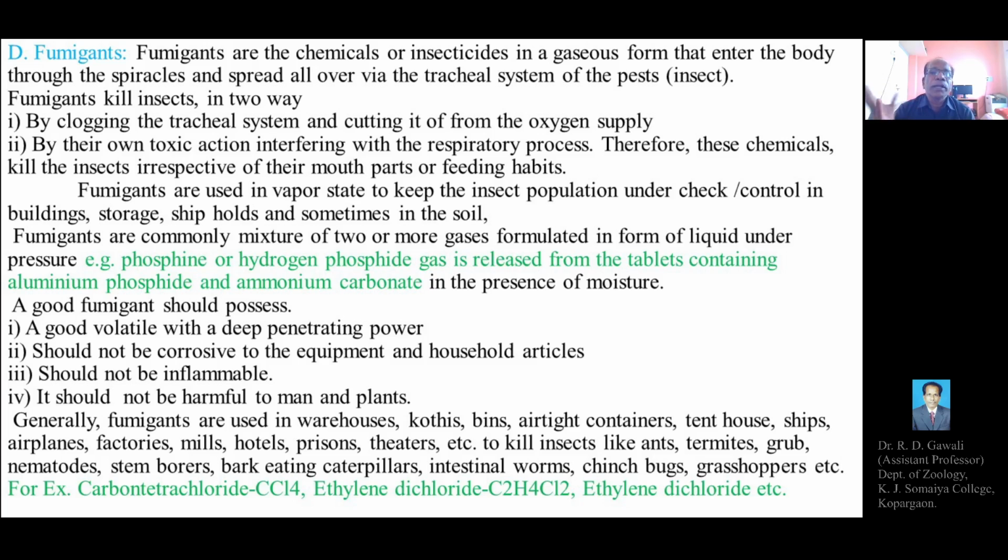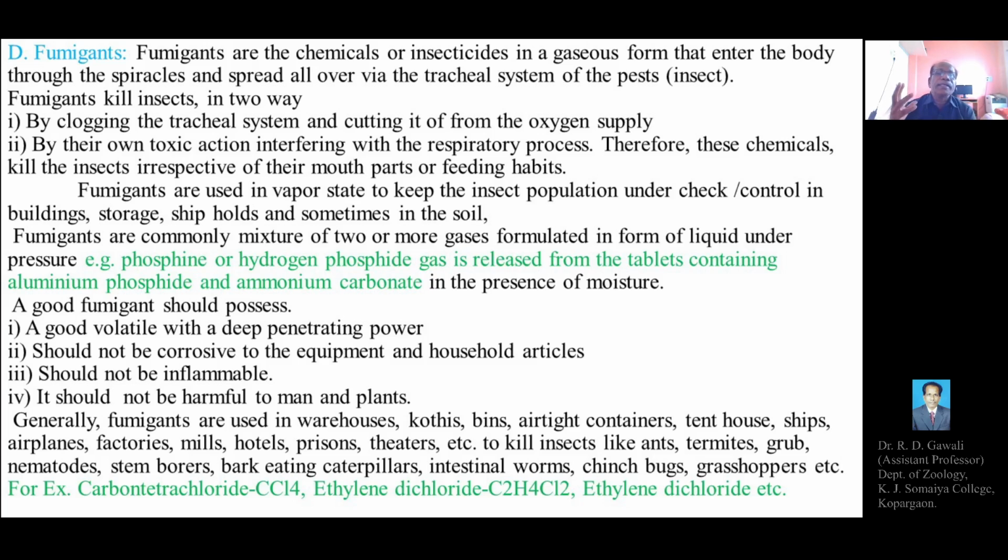For example, phosphine or hydrogen phosphide. Phosphine is a gas released from tablets containing aluminum phosphide and ammonium carbonate in the presence of moisture. So fumigants are manufactured by using one or more toxic chemicals together, which on use release the gases. So the gases may be one or two.